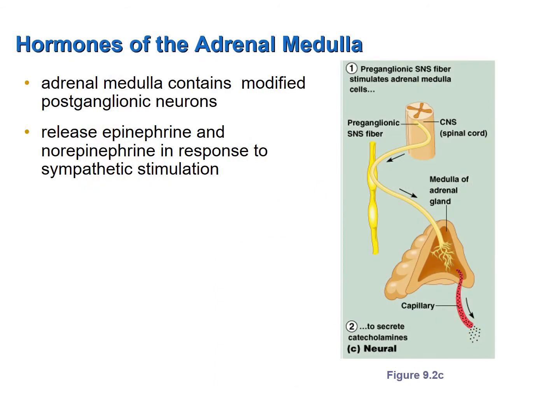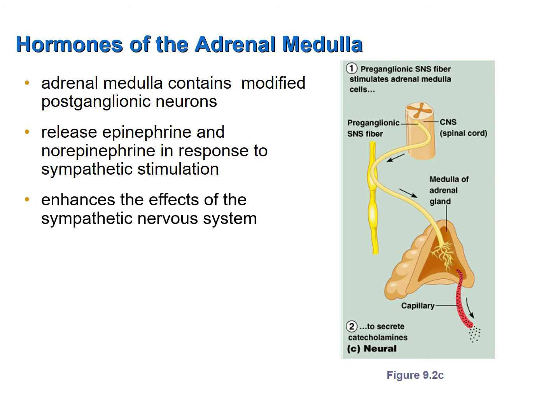The adrenal medulla contains modified postganglionic neurons. Sympathetic nerve fibers extend from the spinal cord directly to the adrenal medulla, and they stimulate the release of epinephrine and norepinephrine from the cells of the adrenal medulla. Epinephrine and norepinephrine last 10 times as long as norepinephrine as a neurotransmitter, and so the release of these hormones enhances and prolongs the effects of the sympathetic nervous system.